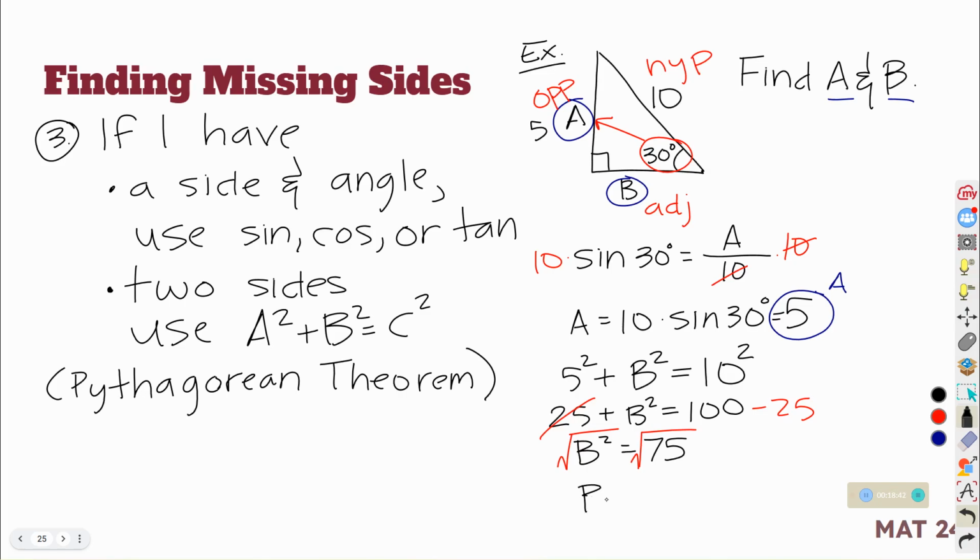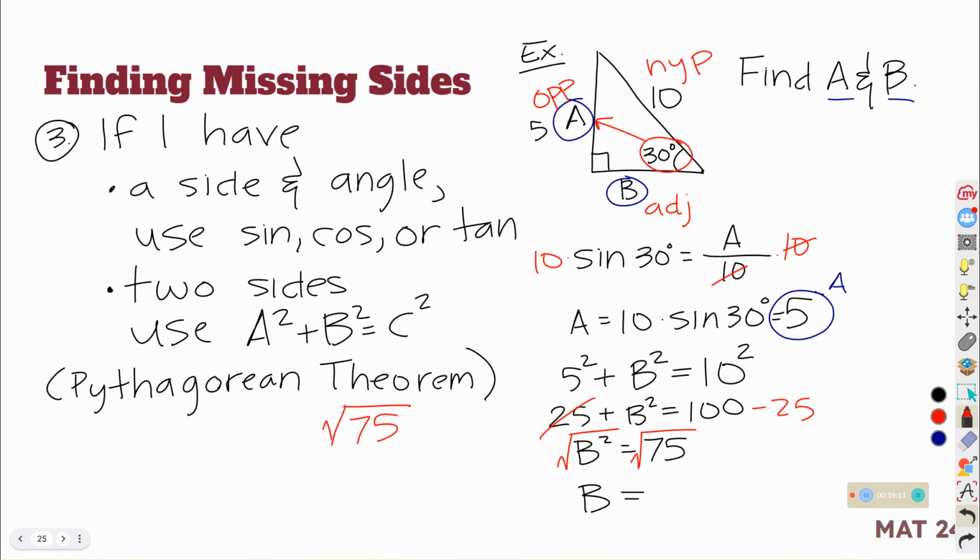So I know B is going to be something, but I don't want to write square root of 75. And I prefer not to write a decimal if I don't have to. So I'm going to simplify that off to the side. Looking at square root of 75, I'm going to start checking if perfect squares divide into 75 evenly.